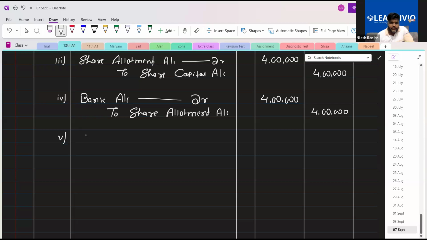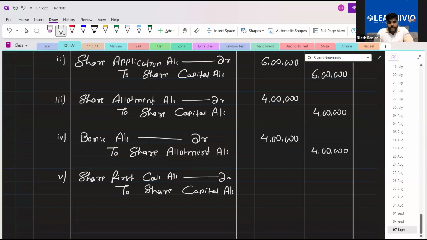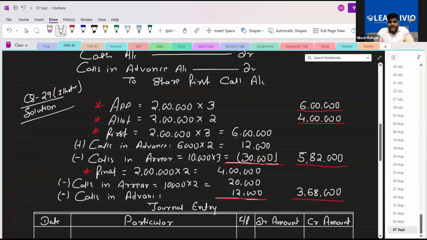Okay, so the first entry for the share first call will be the same because it is a due entry. There is no premium. So share first call account debit to share capital. So we will ask the full amount on the first call, which is 6 lakh.